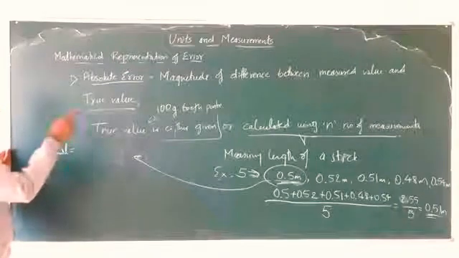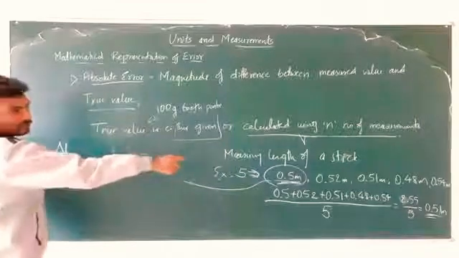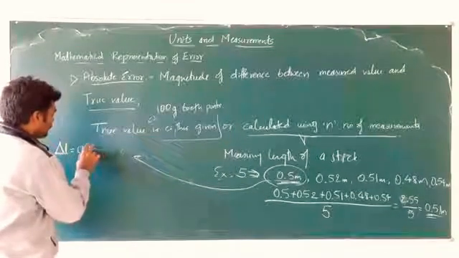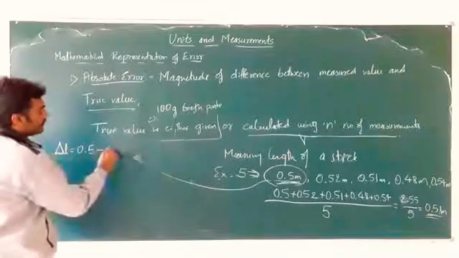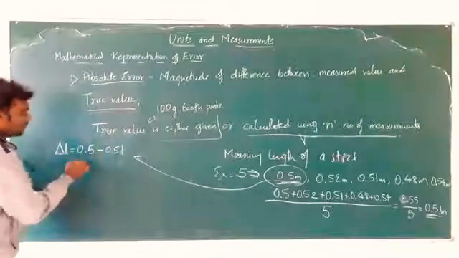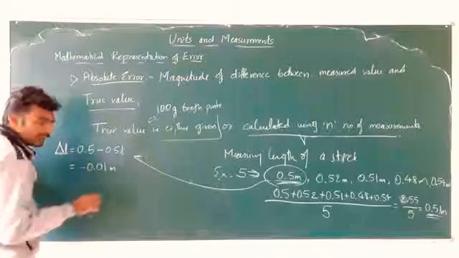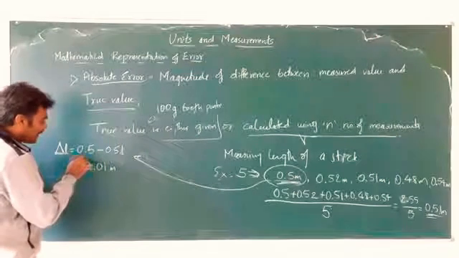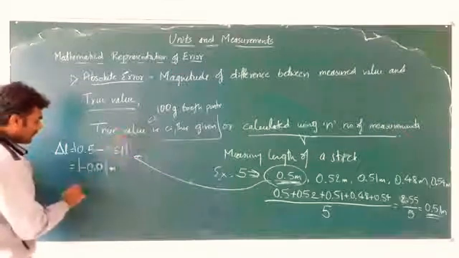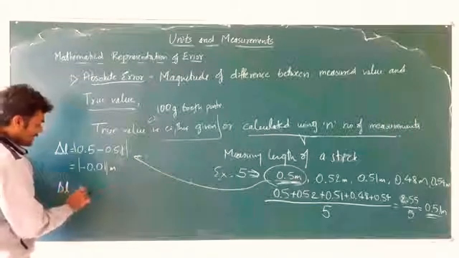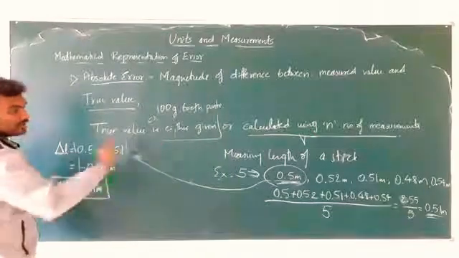Delta L is the magnitude of the difference between the measured value and the true value. What is the measured value? The measured value is 0.5. The true value is 0.51, so the difference is minus 0.01 meter, but we should only consider the magnitude. Magnitude means I should leave the sign. After leaving the sign, delta L is 0.01 meter, and this is the error in the first reading.